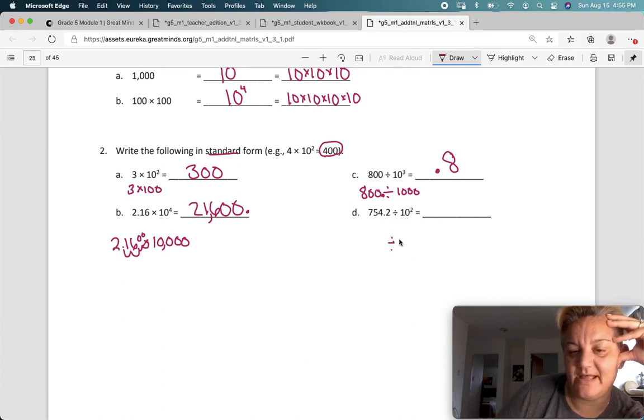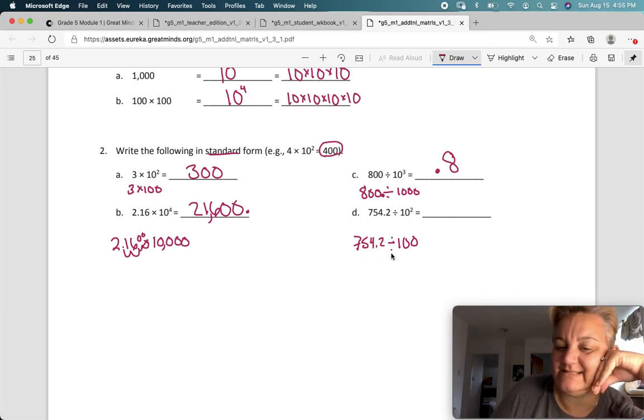So I'm dividing by 100 because 10 times 10 is 100. All right, and 754.2, 754 and 2/10 divided by 100. I'm making the number smaller. That means the decimal goes over 1, 2 spaces.